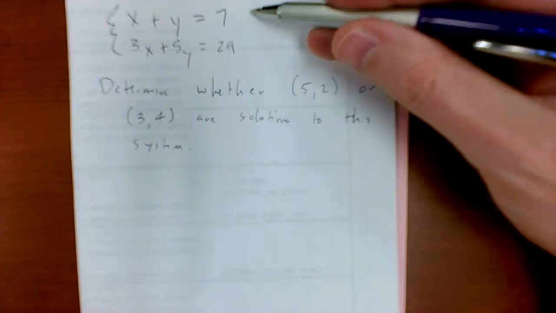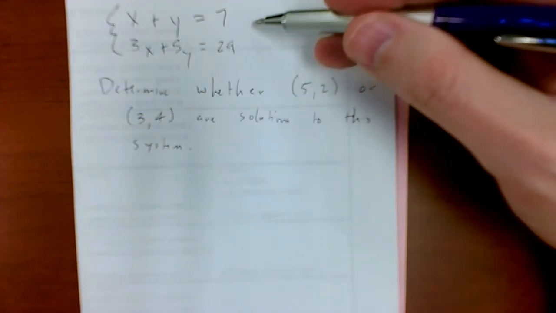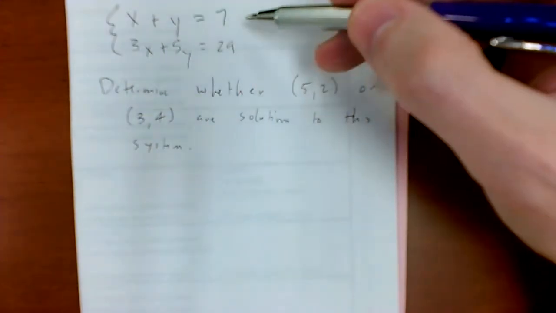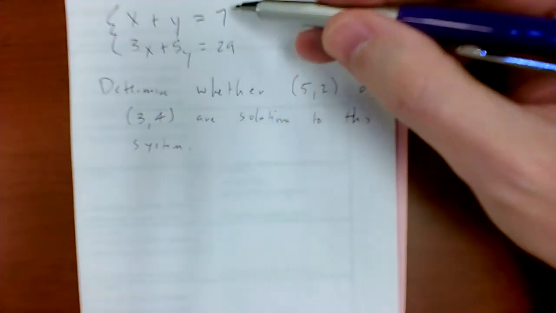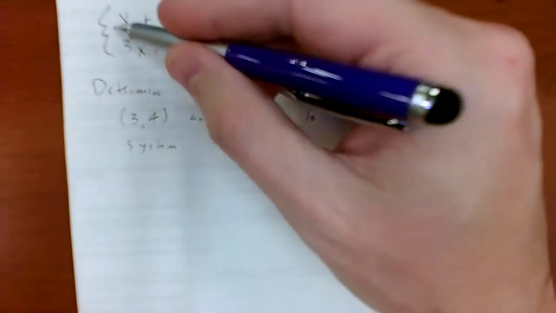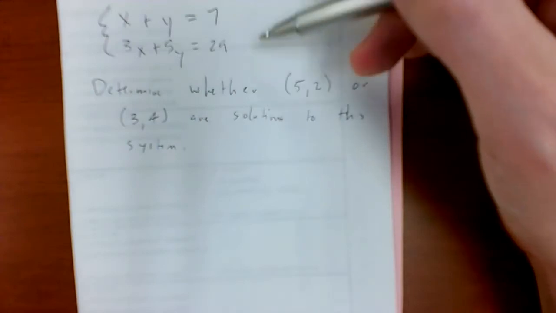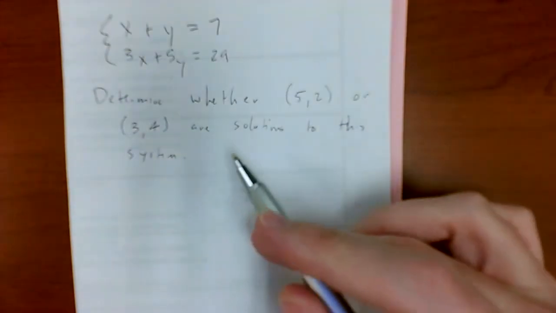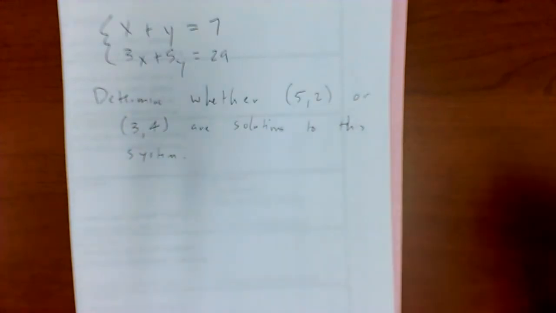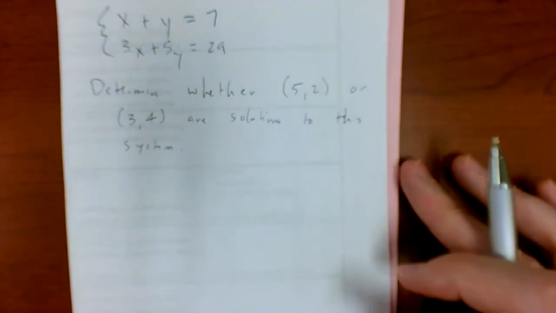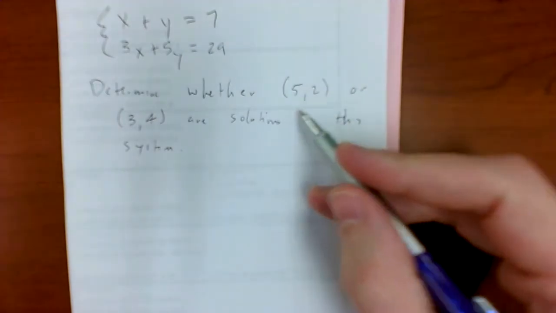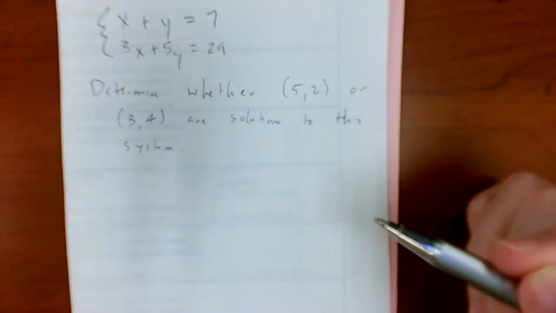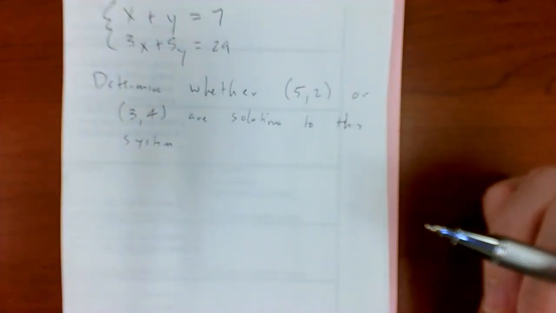Okay, so now we're going to look at a specific system and we're going to answer some questions about it. So we've got x plus y equals 7, 3x plus 5y equals 29. We've got our two linear equations with our curly brackets over here that tells us that this is a system. It means the two lines are true at the same time. We're going to determine whether a couple of points here are solutions to the system or not. Okay, so points that are solutions to the system are going to satisfy both equations.